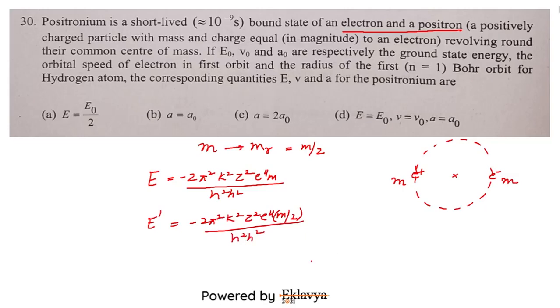Which means if we divide E prime by E, then we get half, which means E prime will be E by 2. Okay, so option A will be correct here.